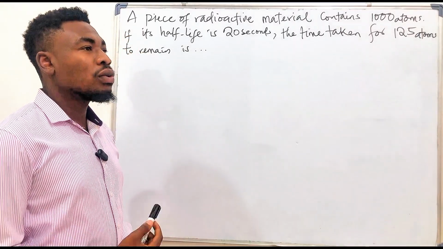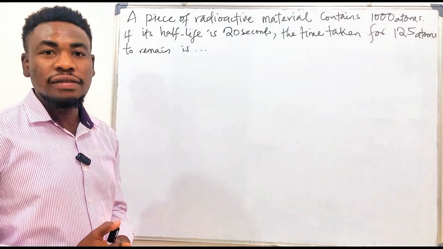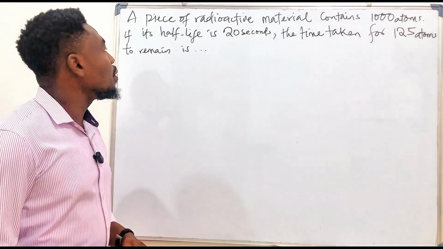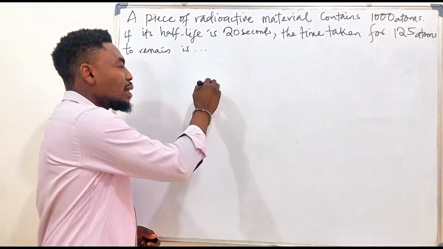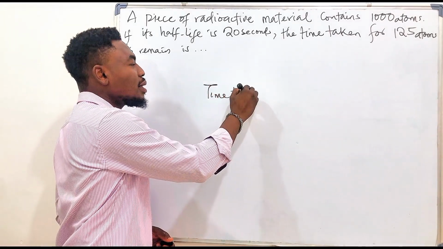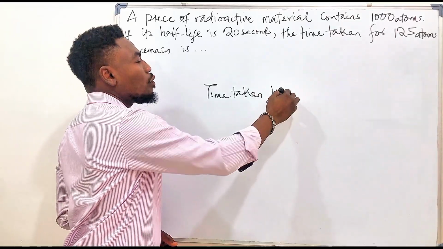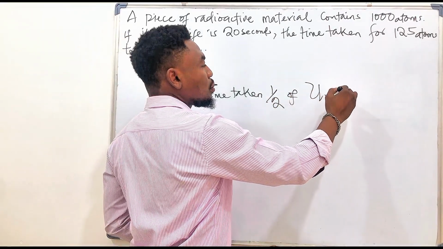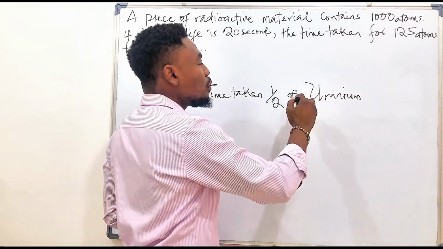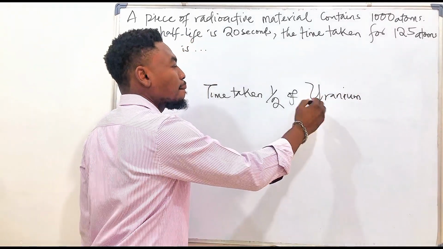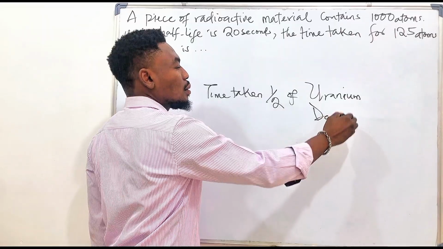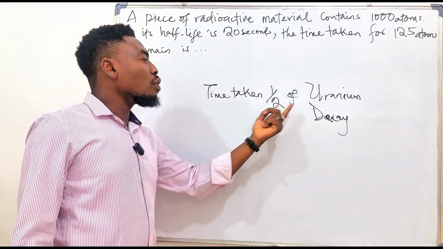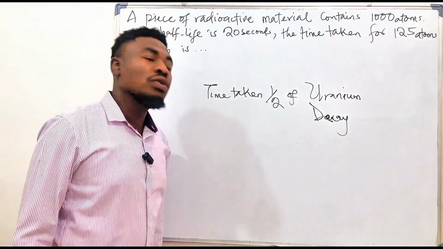First of all, before we go into answering this question, what is half-life? What do you understand by half-life? Half-life is the time taken for half of a radioactive material, let's say uranium, to decay. It is the time taken for half of a radioactive material to decay.